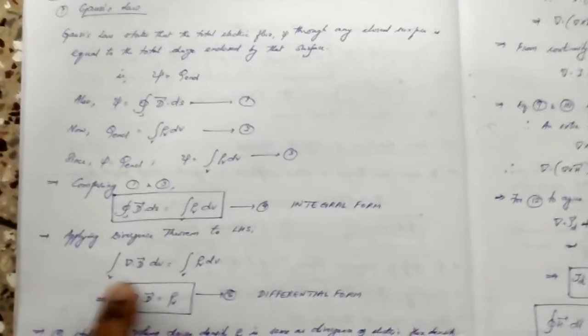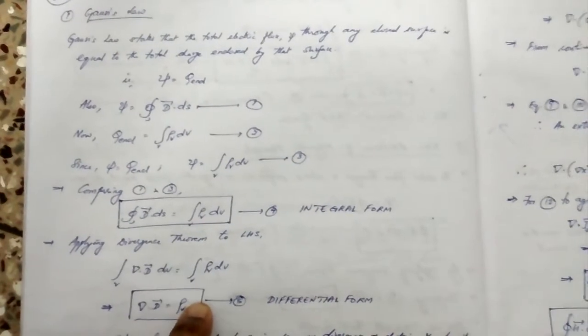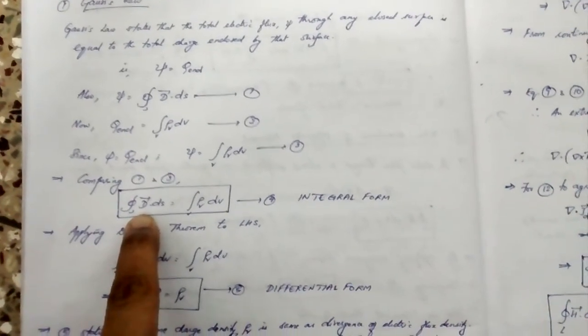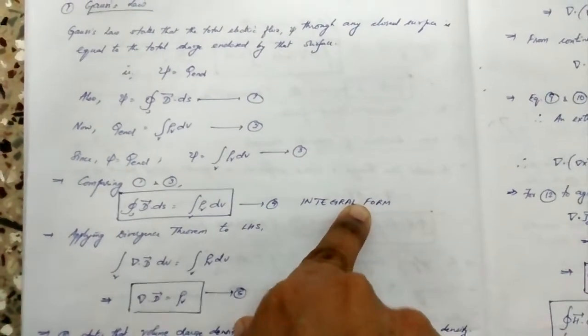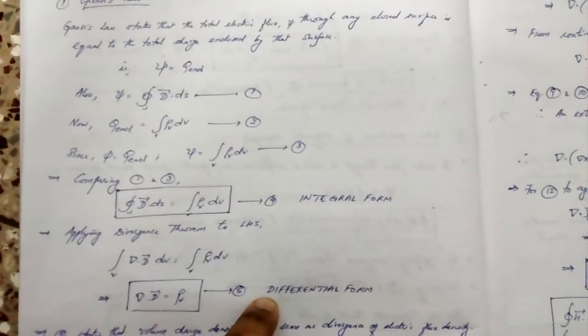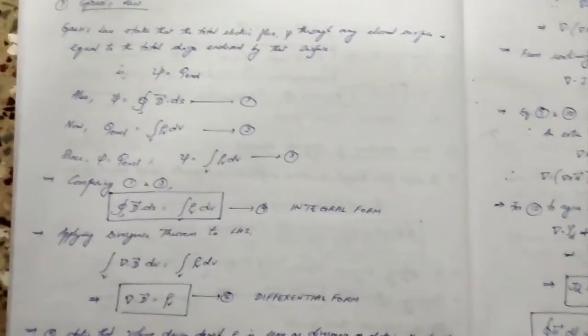Applying divergence theorem, you can write it as volume integral del dot D dv is equal to volume integral rho_v dv. So this equation, equation number 4, is known as the integral form of Maxwell's first equation, and this del dot D is equal to rho_v is the differential form of Maxwell's first equation.